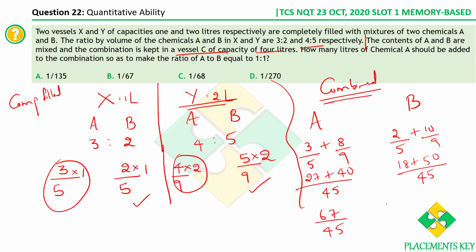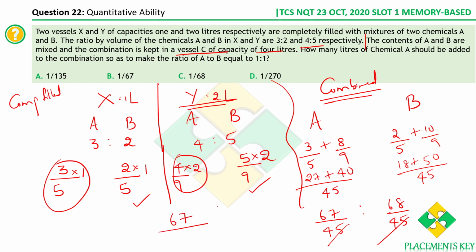67/45, and then it is what? 68/45. Let's take the ratio, because we are told that the ratio is supposed to be 1:1. The ratio of A and B in the combined vessel is what? It is 1:1. Therefore this cancels, you get 67:68. But for that to be 1:1, what should happen?